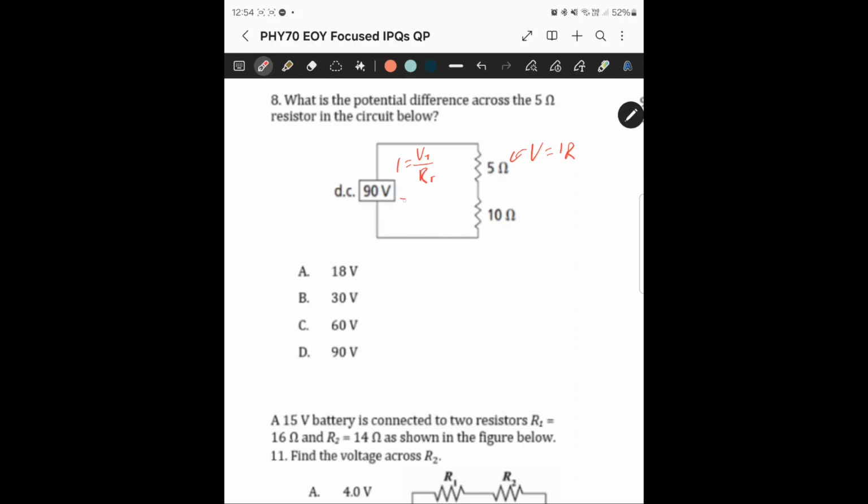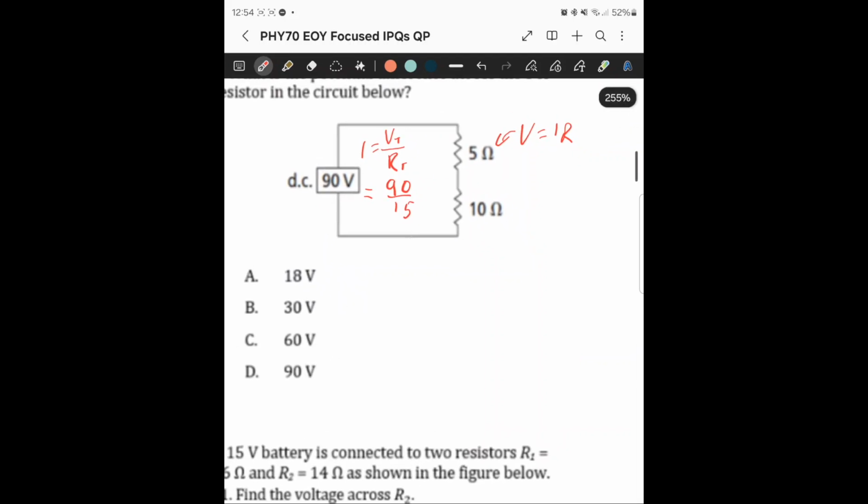In series, you simply add the resistors. I'll do 90 and I'm going to divide that by 15. If I was to put that into my calculator, 90 over 15, I will get 6 amps. So my current is 6 amps. I can now find the voltage just by doing 6 times 5. If you're not good at math, you can use your calculator. That will obviously give me 30. And that means the answer is B.